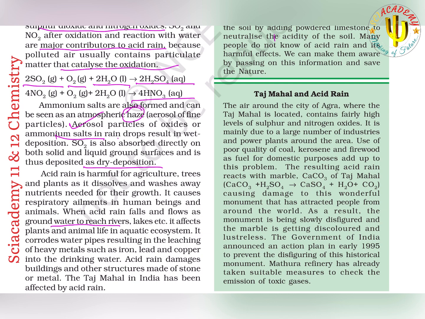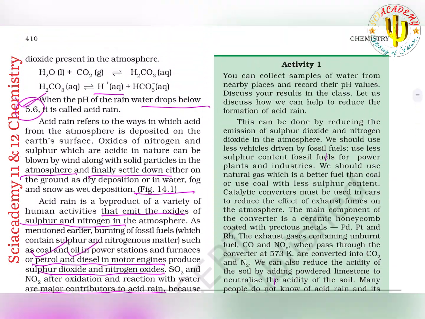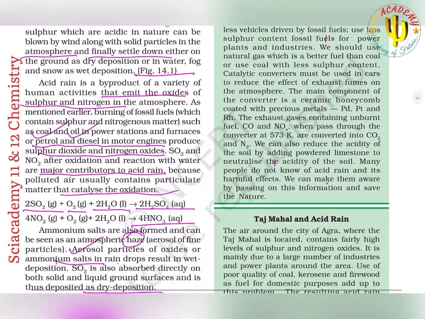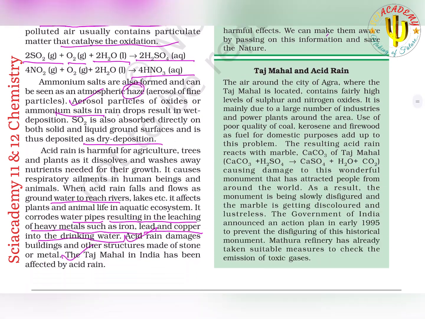It corrodes water pipes, resulting in the leaching of heavy metals such as iron, lead, and copper into the drinking water. Acid rain damages buildings and other structures made of stone or metal. The Taj Mahal in India has been affected by acid rain. Taj Mahal and acid rain.